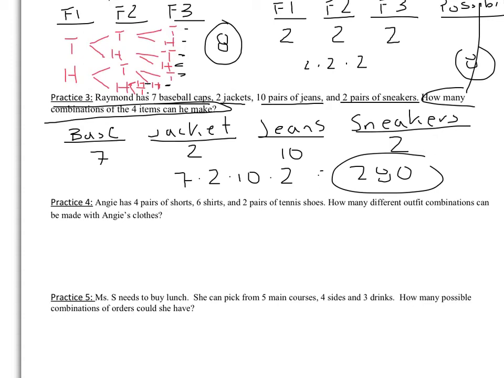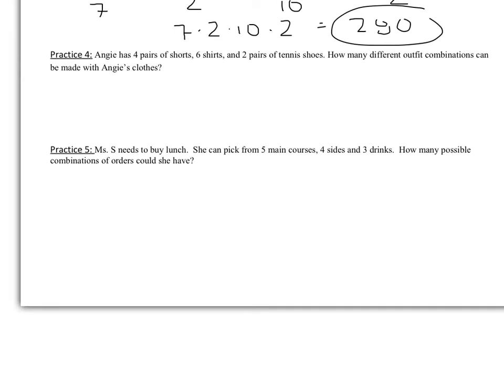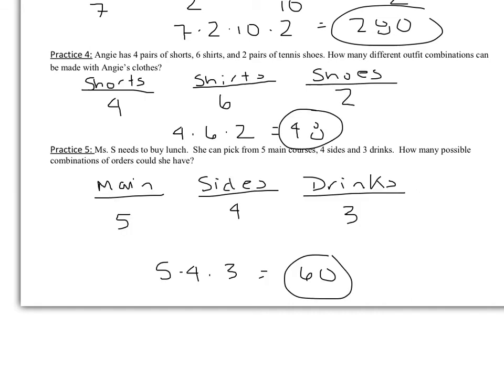All right, I want you to go ahead and try to do example 4 and 5 on your own. Go ahead and pause the video and then press play when you're ready, and I will go over the answers. All right, here are your answers. You should have gotten 48 outcomes for practice 4 and 60 outcomes for practice 5.